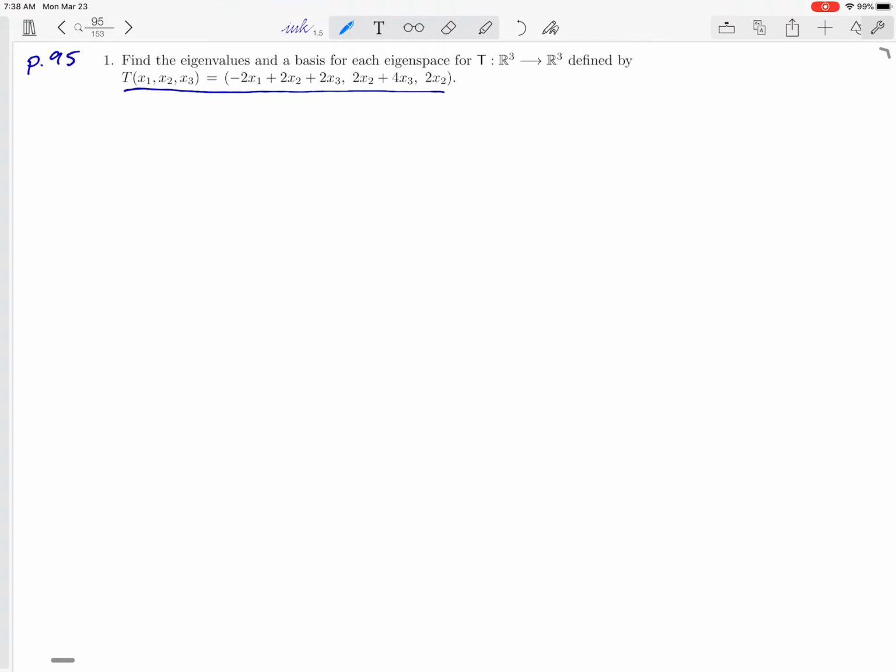The standard basis is nice because we can read off the matrix just by looking at the coefficients over here on the right-hand side. In other words, we're going to get a matrix that looks like this. Negative 2, 2, 2. There's the first row. Then 0, 2, 4. There's the second row, and then 0, 2, 0. Those numbers are just coming from looking directly at the coefficients on the right-hand side of our equation.